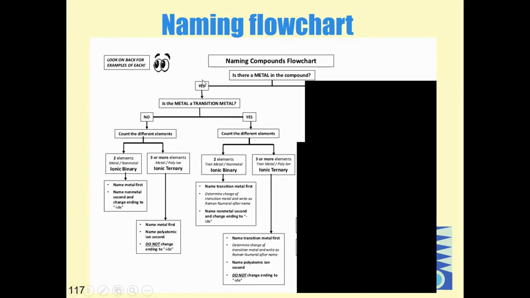So that on the flow chart looks like this. Is there a metal in the compound? Yes. Is that metal a transition metal, and you should say, or a pass element? Yes. Count the different number of elements. If there are 3 or more elements, we're ionic ternary. You're going to name the transition metal first. You're going to determine its charge from the anion, and then you're going to name the polyatomic second. And that's all we have for ionic compounds. Next up will be acids.